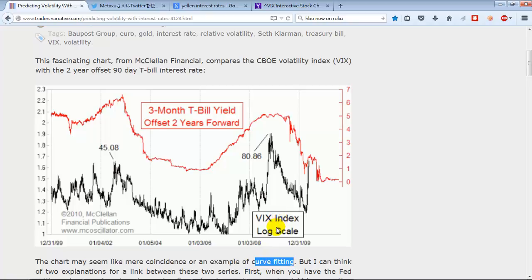When you see someone take a log of an index or a stock and not compare it to the log of another stock, generally they're not doing it for a good reason. They're generally doing it to get a curve that looks good. So the creator of this graph just wanted a curve of the VIX that looks like the curve of this yield.